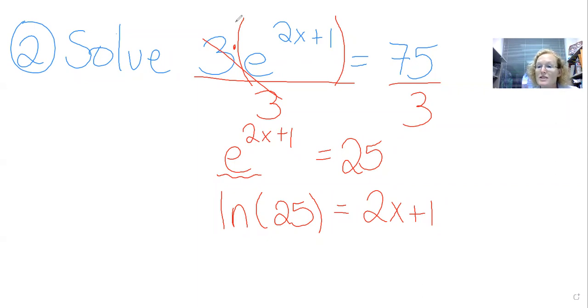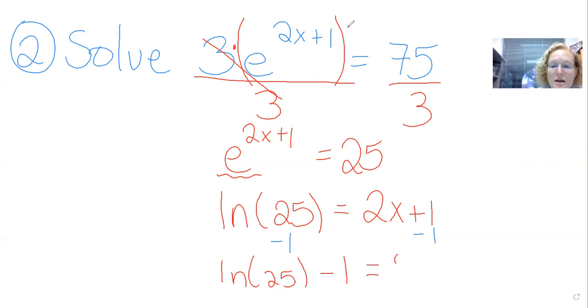Now, once again, you're trying to solve for x. And if you'll notice, x is over here on the right-hand side. We've got a 2x plus 1. So you always want to get rid of something that's being added or subtracted first. So the first thing we are going to do is get rid of that plus 1, and the way we're going to do that is by subtracting 1. And remember, you cannot combine that 25 and that minus 1. So this is just going to be the natural log of 25 minus 1, and then it equals 2x.